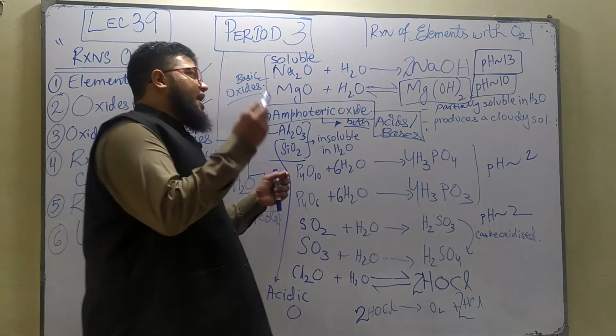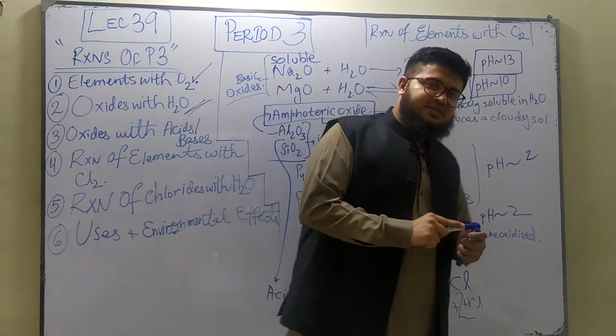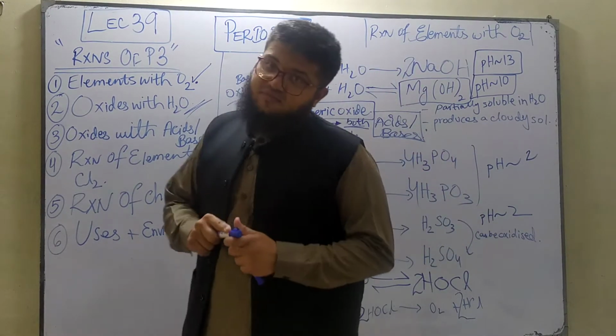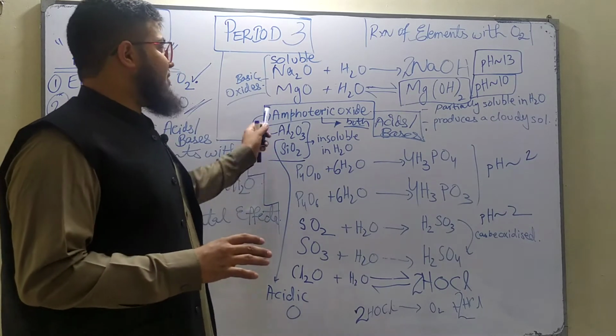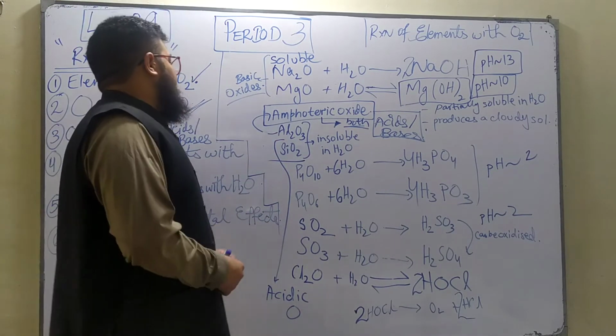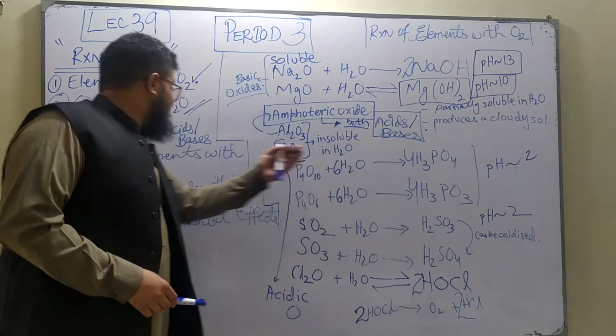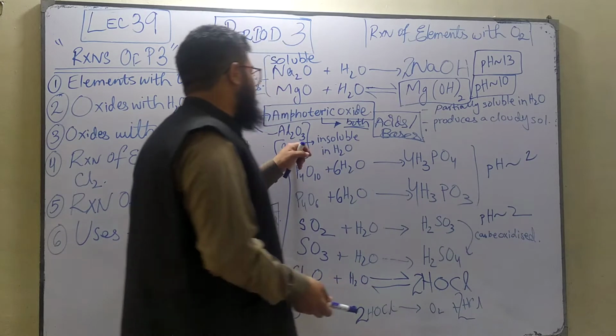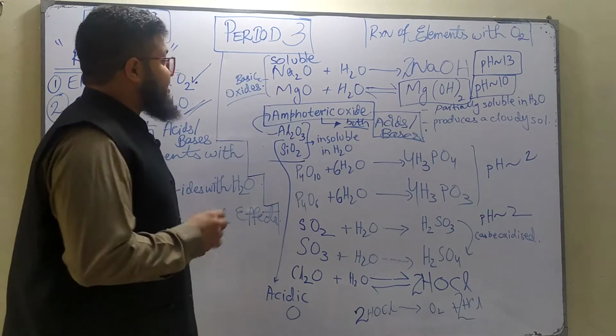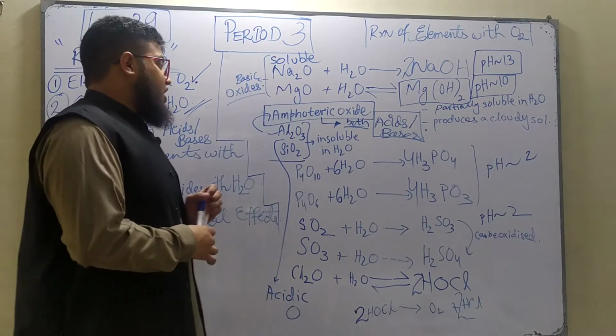Any oxide that reacts with both acids and bases to produce salts is an amphoteric oxide, and Al2O3 is the classical example of an amphoteric oxide. We'll of course be doing these reactions when we do reactions with acids and bases later on in the upcoming lectures. SiO2 is an acidic oxide. It is insoluble in water as well.